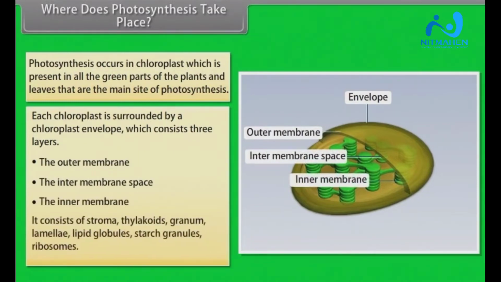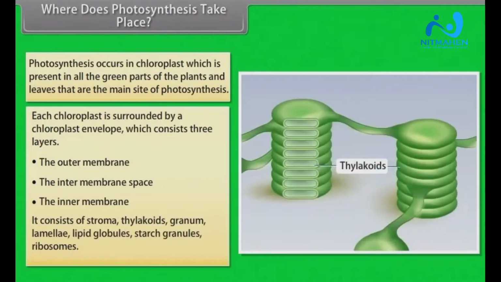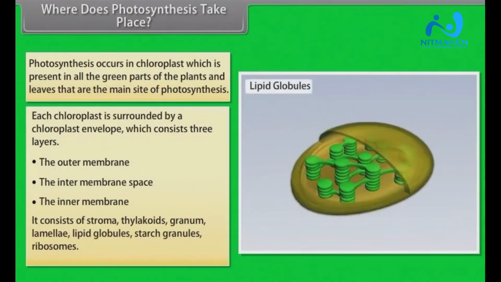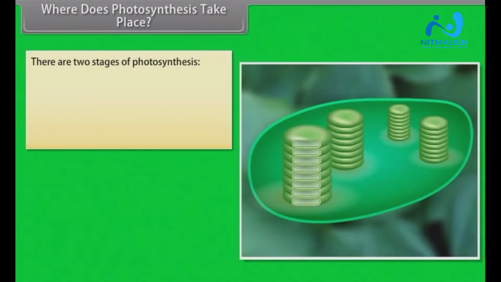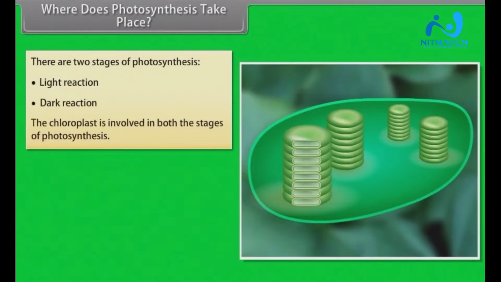It consists of stroma, thylakoids, granum, lamellae, lipid globules, starch granules, and ribosomes. There are 2 stages of photosynthesis. The first stage is the light reaction and the second stage is the dark reaction. The chloroplast is involved in both the stages of photosynthesis.